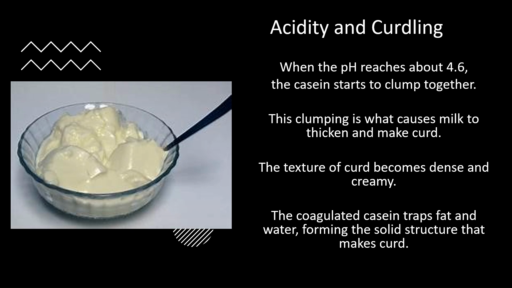Acidity and curdling. When the pH reaches about 4.6, the casein starts to clump together. This clumping is what causes milk to thicken and make curd. The texture of curd becomes dense and creamy. The coagulated casein traps fat and water, forming the solid structure that makes curd.